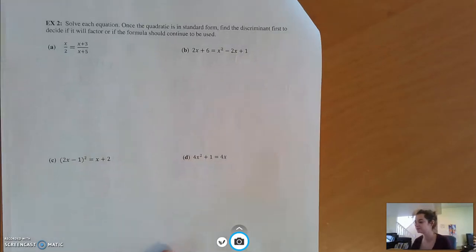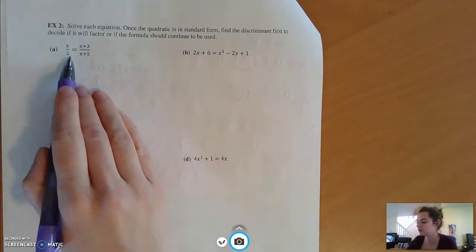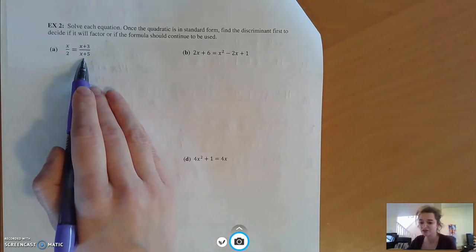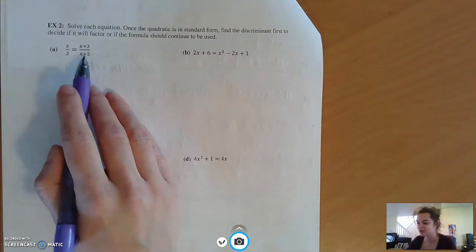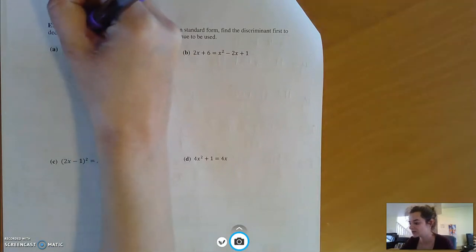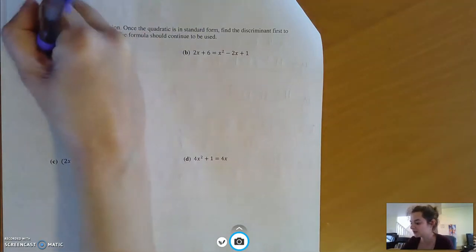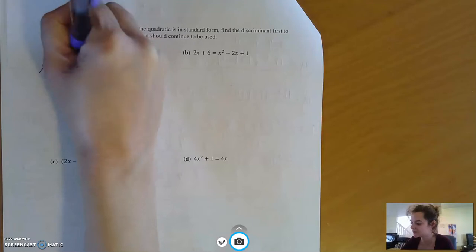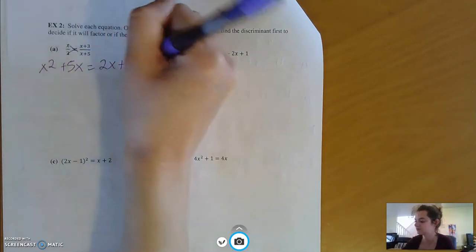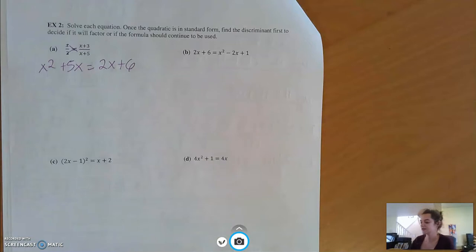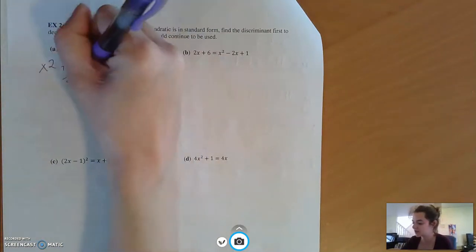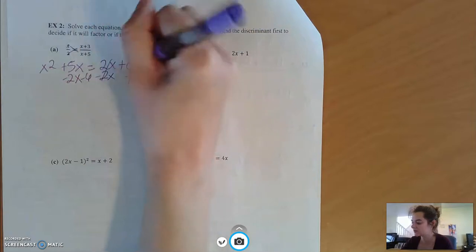So let's try that. In part A, I've got x over 2 equals x plus 3 over x plus 5. This is nowhere near standard form yet, but let's get it there. First thing I'm going to do is actually cross multiply. So x times x plus 5 would be x squared plus 5x. 2 times x plus 3, 2x plus 6. Then to get it in standard form, I'm going to subtract 2x from both sides and subtract 6 from both sides.